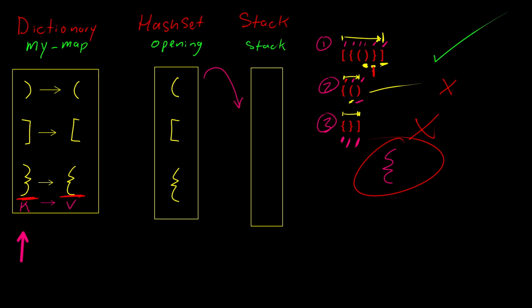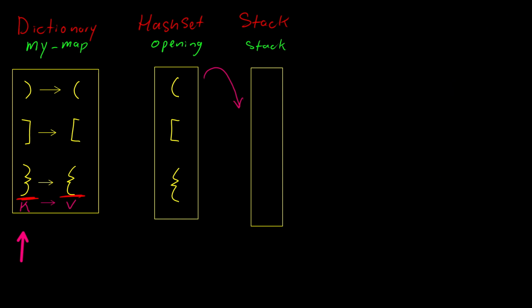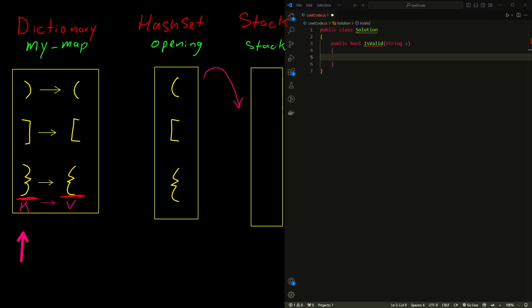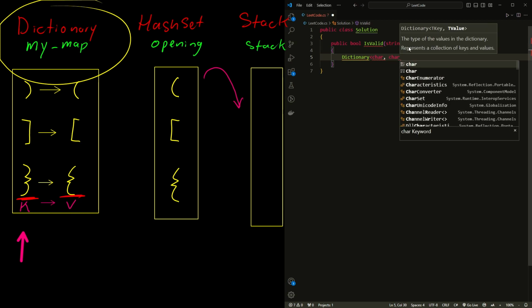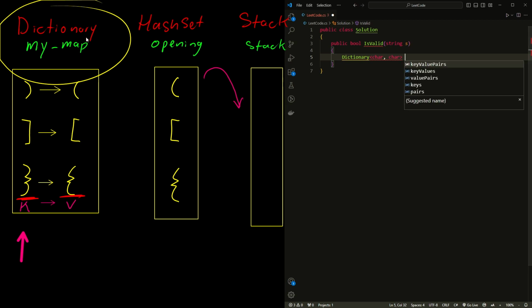Okay, well, let's go ahead and code this. I'm going to erase this and bring up my code editor. The first thing we're going to do is create this dictionary right here. So we're going to need a dictionary. If you look here, the key type is a char, so we'll type in char. And the value is also a char. Now we're going to call it my map.